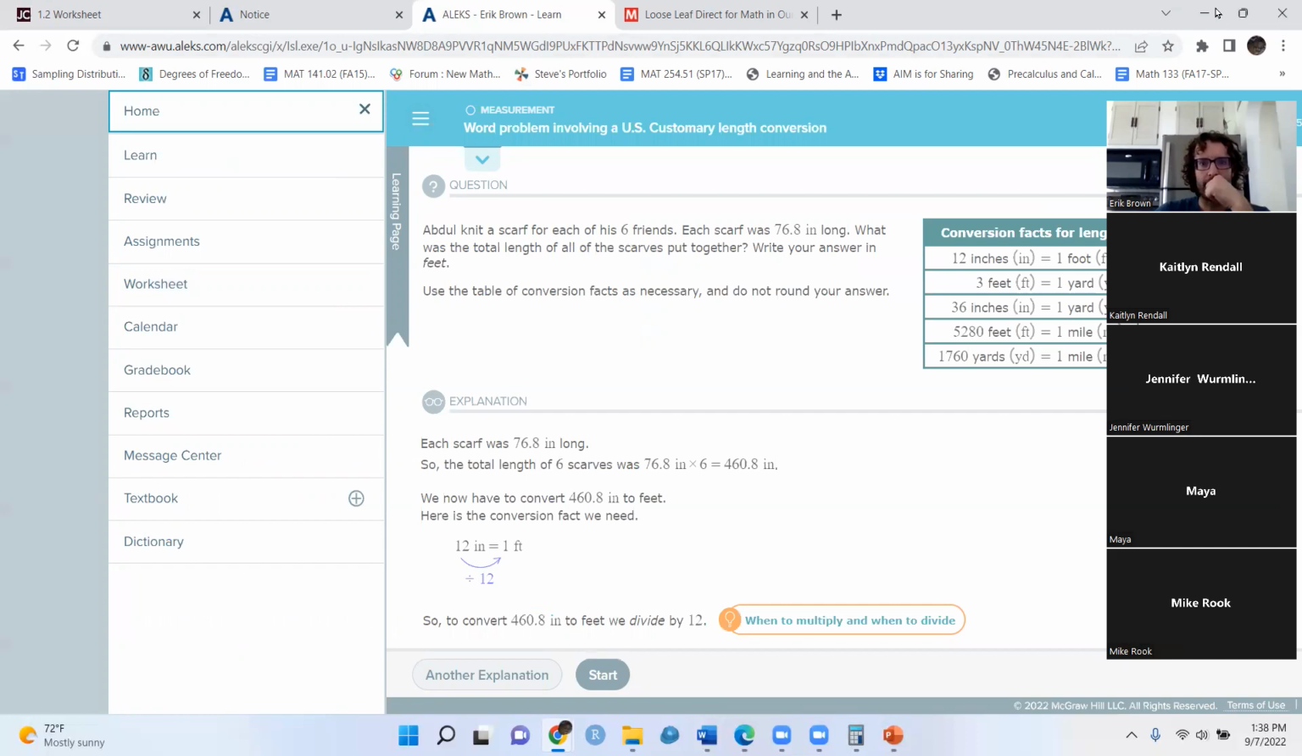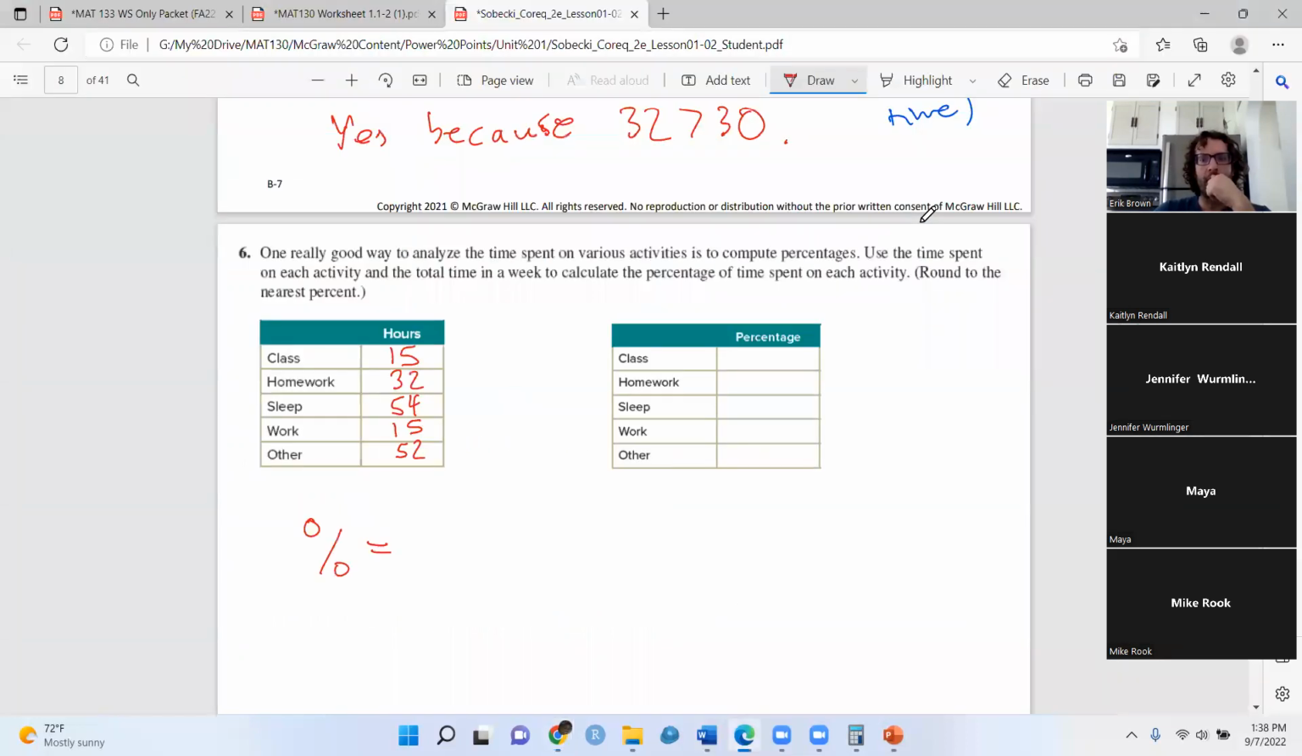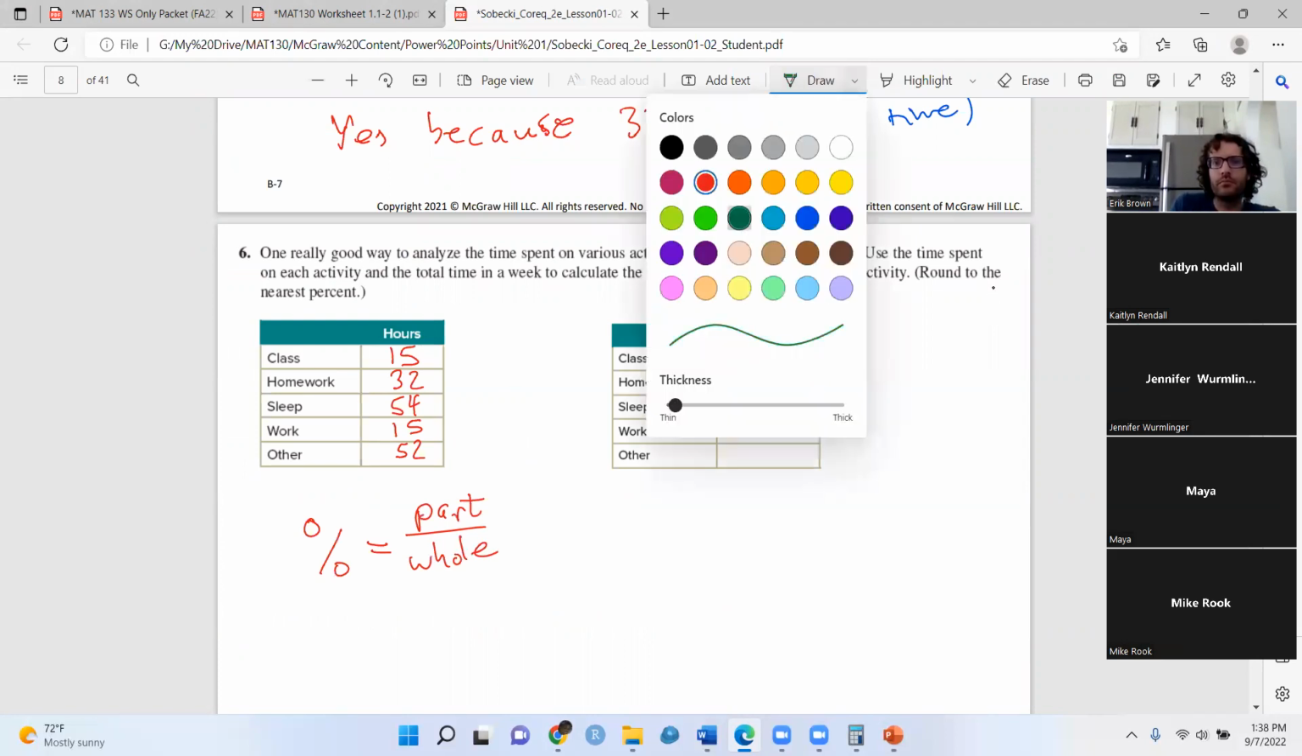Let's see. Okay, in case we have, I can't remember. I'm teaching too many classes to keep track of what I said. Did I tell you all this? It's the part divided by the whole. Yes. Oh, yay. Oh, I'm glad I said that.